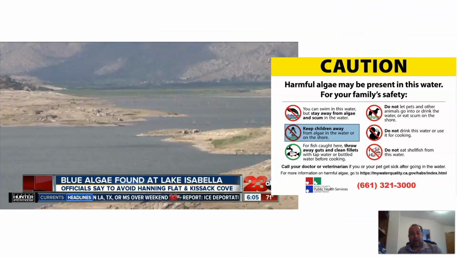In terms of a ban, I believe it was last summer at Lake Isabella, they found blue algae at the lake, and so they banned people from, or they really wanted to ban people from going in the water. They still kind of let you, but they told you, do not eat shellfish from this water, do not drink this water or use it for cooking, do not let your pets and animals go in there. And they say, you can go swim if you want, but stay away from the algae. So there's some of that right there where it's like, here's a limit, right? You can go swimming, but stay away from this stuff. And then there's also the ban. Do not eat shellfish. Do not use this water for cooking or drink this water, because they're trying to keep people from being hurt.